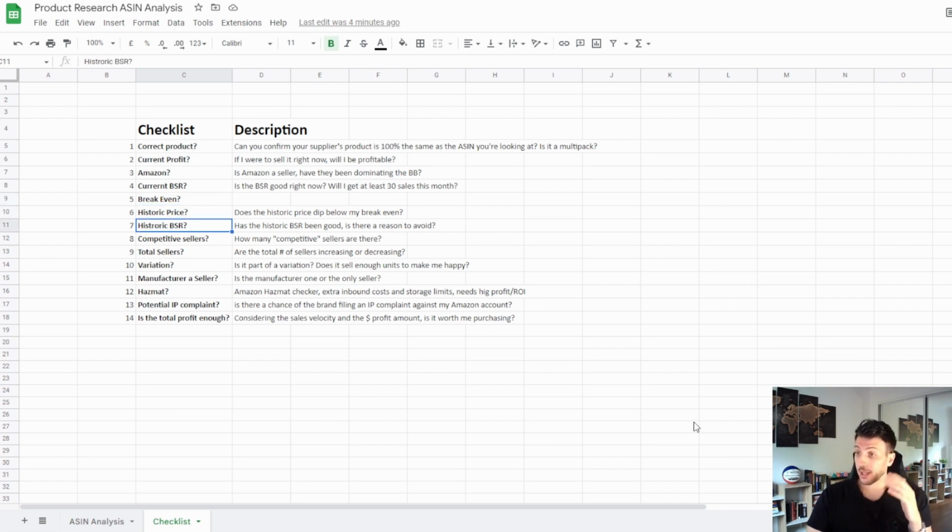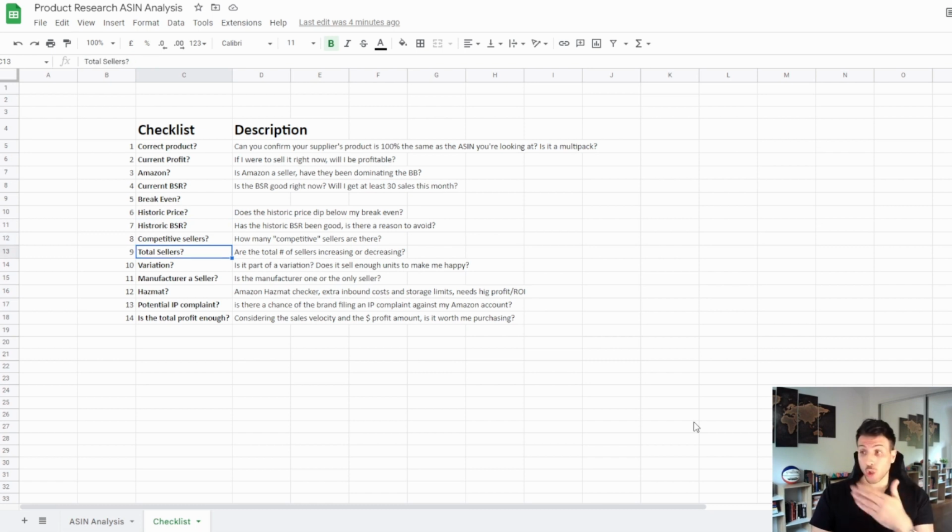Then we have the historic BSR. Are there massive gaps in the BSR? Do they go up and down in weird ways? We have to look at the Keepa chart and analyze that. Competitive sellers: how many competitive sellers are there right now? How many people are within buy box range now, within 2 or 3% of the buy box at the moment? It's very important when calculating how many units we're going to buy.